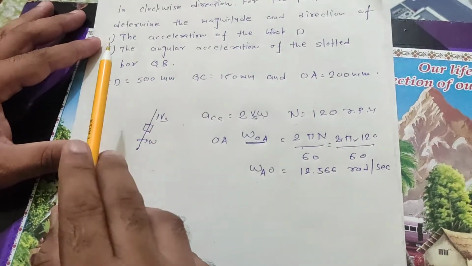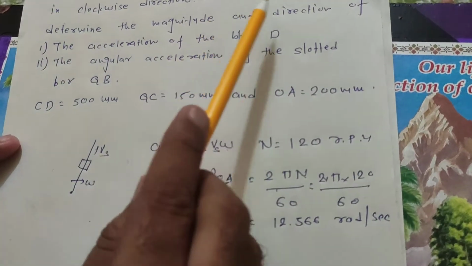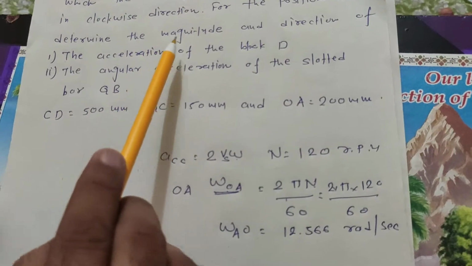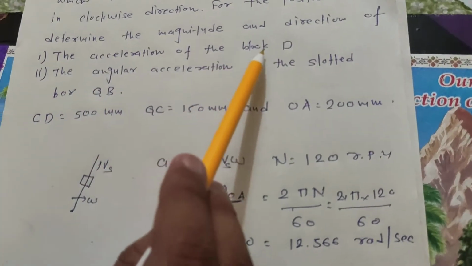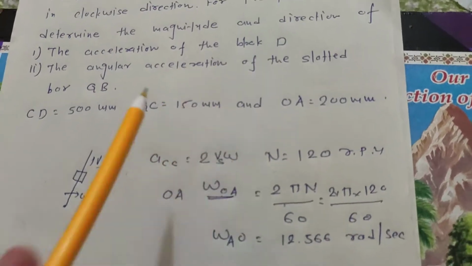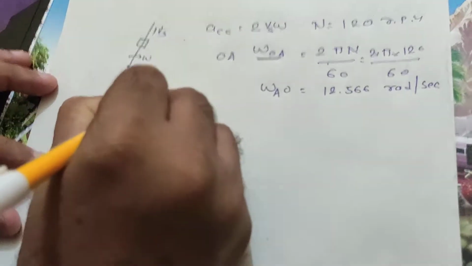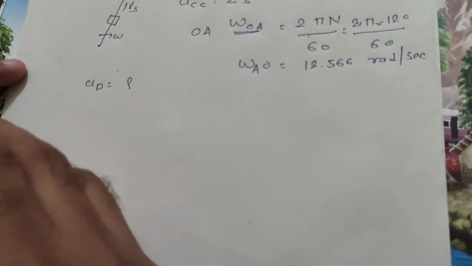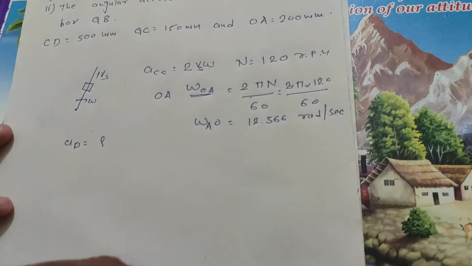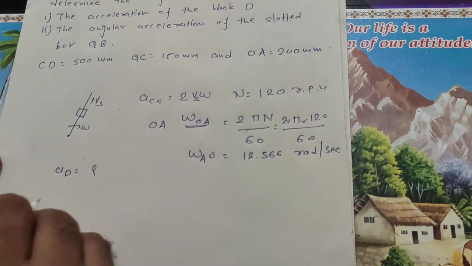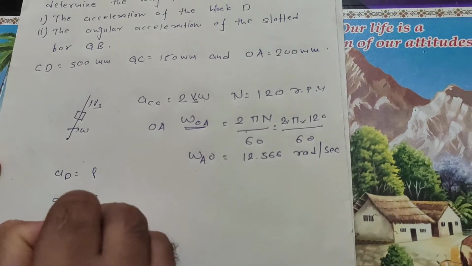For the position shown, determine the magnitude and direction of the acceleration component of the block D. What do we have to find out? The acceleration component of the block D, so AD is the question mark that we have to find out. And the second one given is the angular acceleration of the floated bar QB. That we also have to find out.